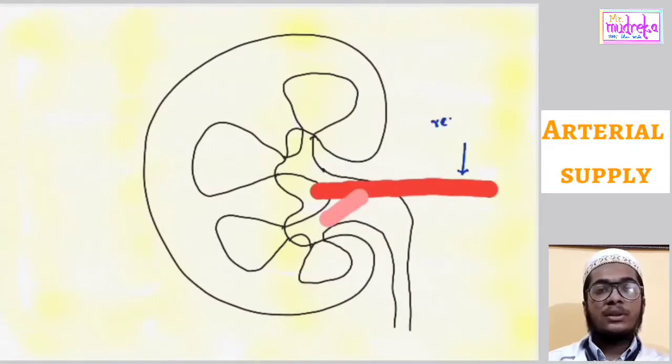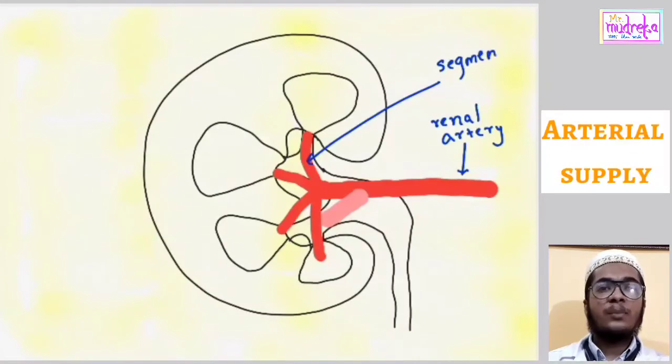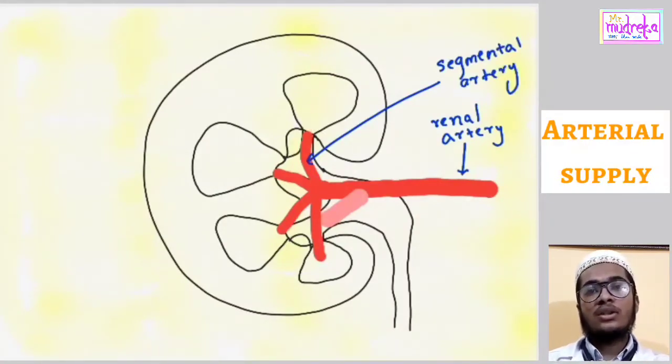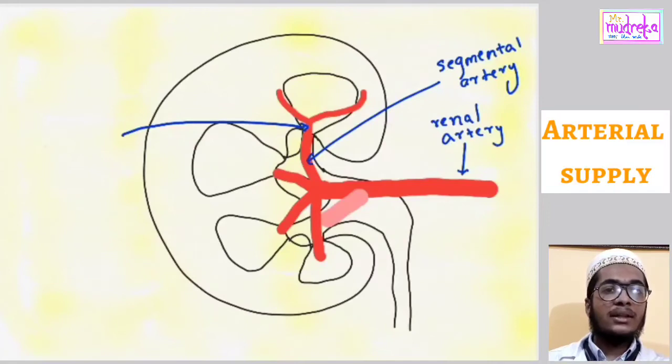The anterior division supplies apical, upper, middle and lower segments, while the posterior division would supply only the posterior segment. The branches supplying the segments are called segmental arteries. The anterior segmental arteries are usually larger than the posterior. Each of the segmental arteries, after supplying the renal sinus, divides into lobar branches.